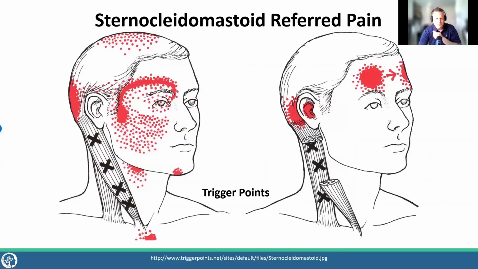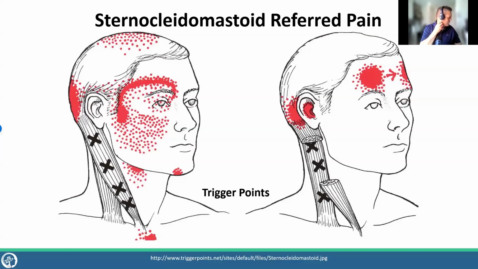The last muscle group I want to talk about is the sternocleidomastoid. This is that great big muscle on your neck. If all of you turn your head to the side and then you tuck your chin down, this muscle just sticks out.